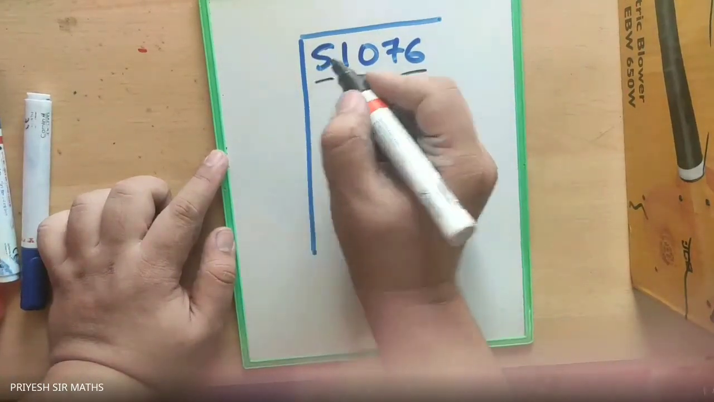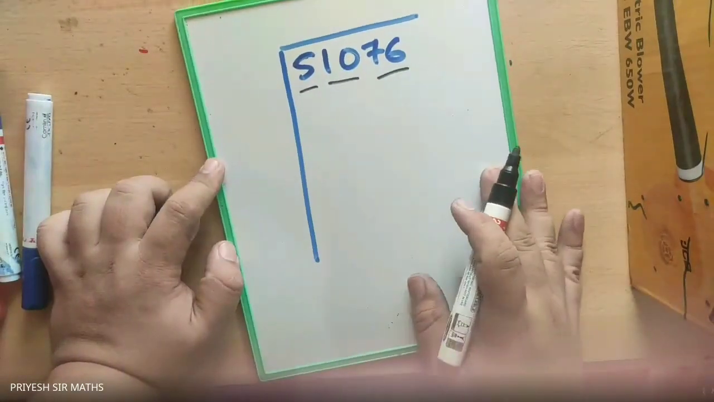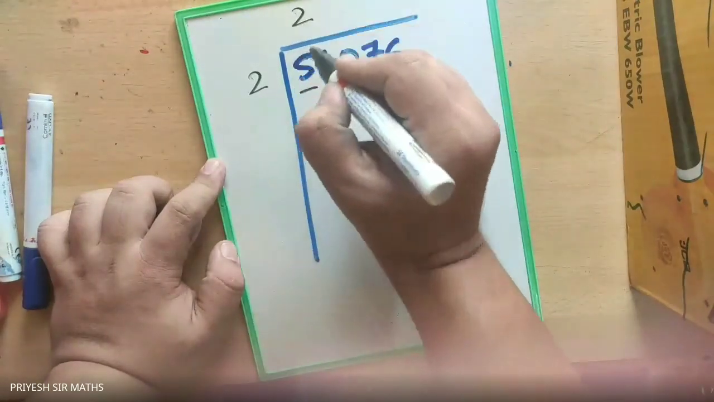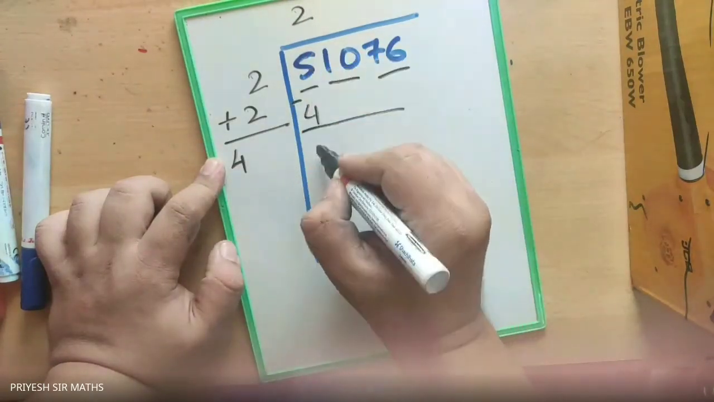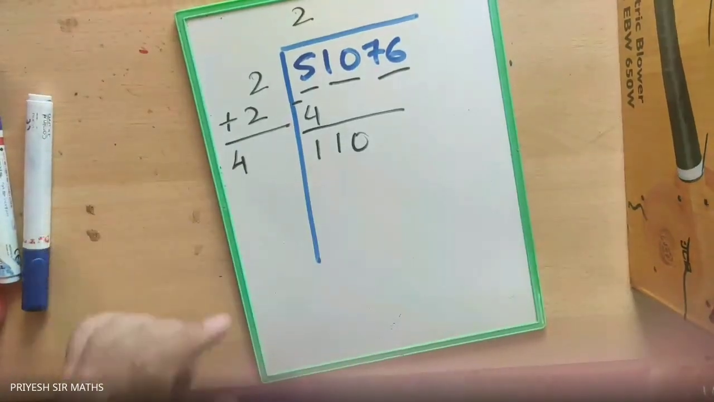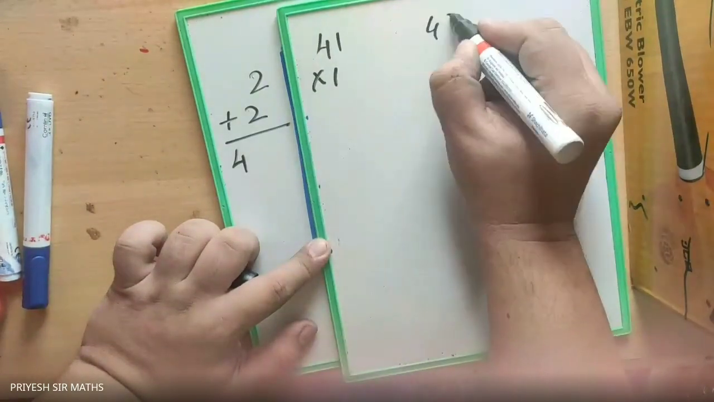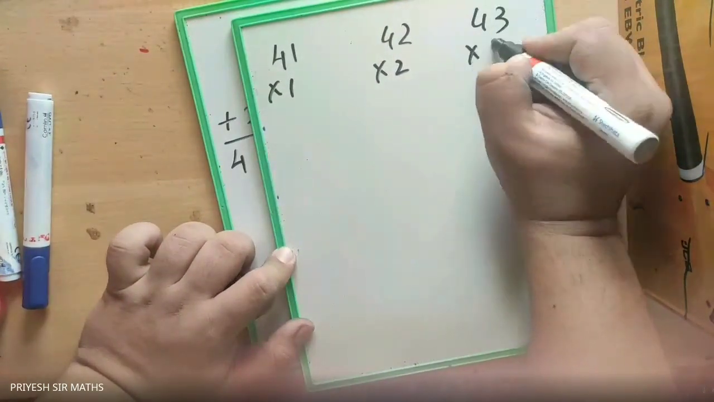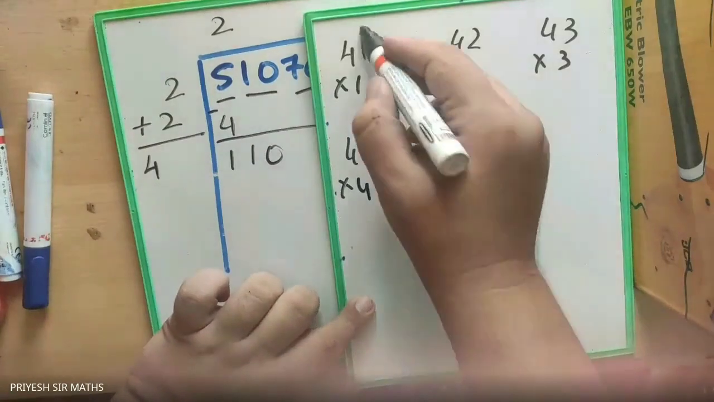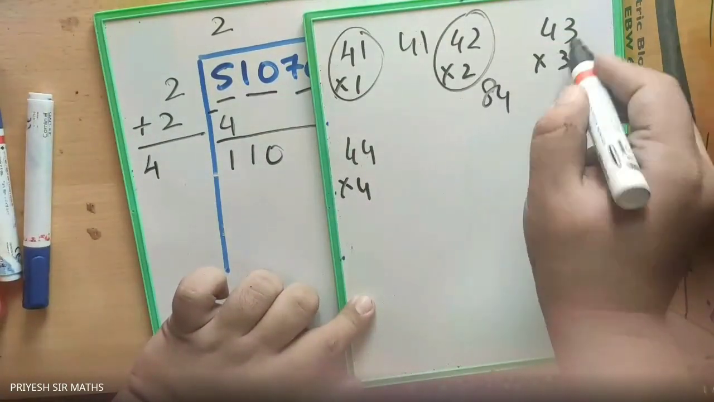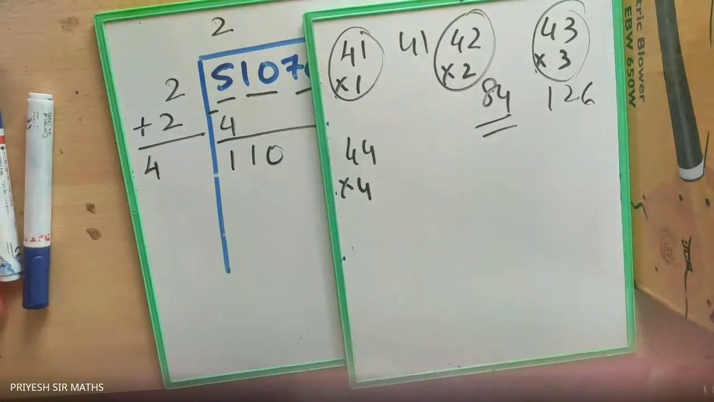76, 10, and this 5 is all alone. But as we know that this 5 comes between 2 squared. So what we are supposed to write? 2 twos are 4 and 2 plus 2 is equal to 4. When you subtract, you get 1. 1, 1, 0. We have to find over here 41 into 1, 42 into 2, 43 into 3, 44 into 4, whatever is suitable to get 110. So this is 41, this is 84, and this is 126. Obviously, we are going to take 84.